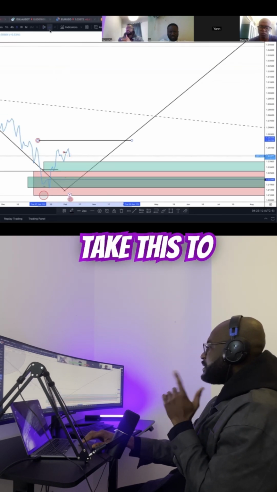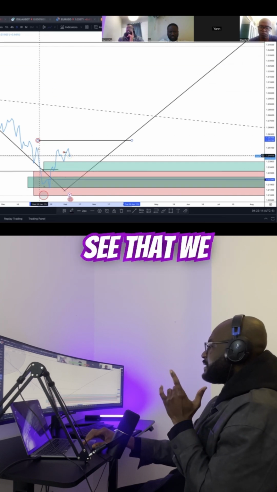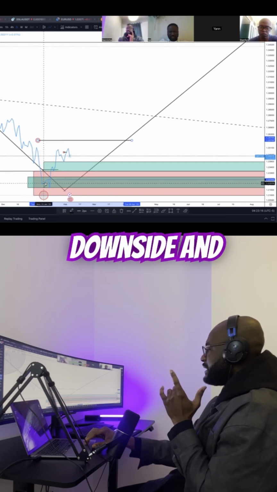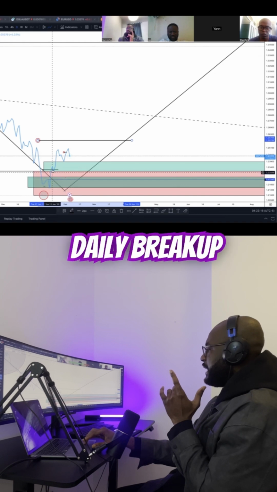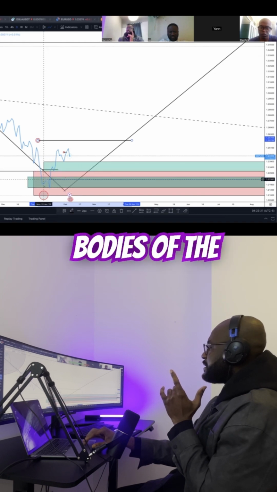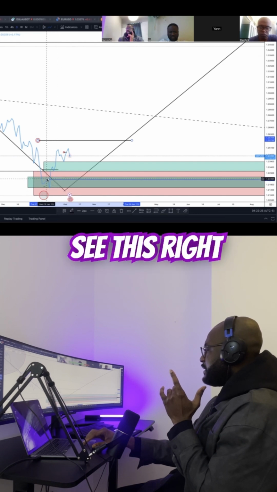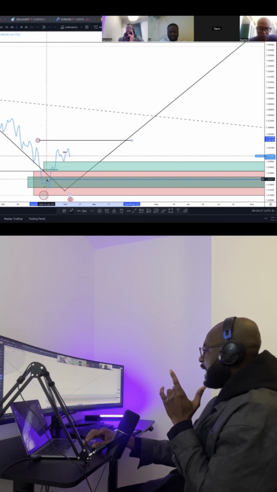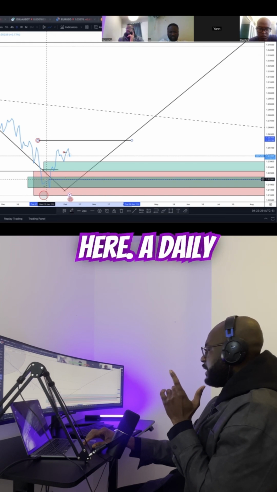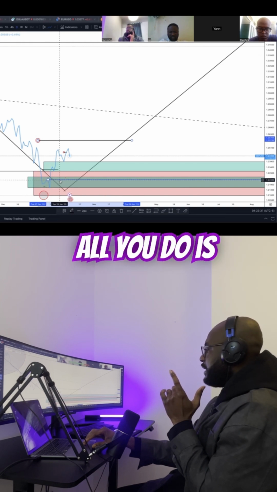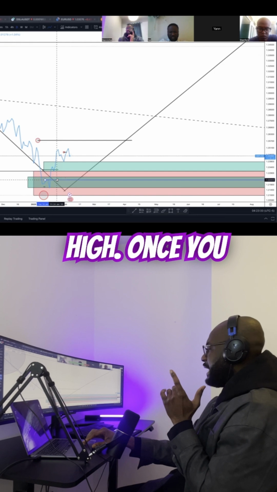The moment you take this to the line chart, you can basically see that we were trending to the downside, and this was a daily break of structure. This is the bodies of the candle. And you can see this right here was the daily high that got broken right here. A daily high got broken here. All you do is you mark that high.